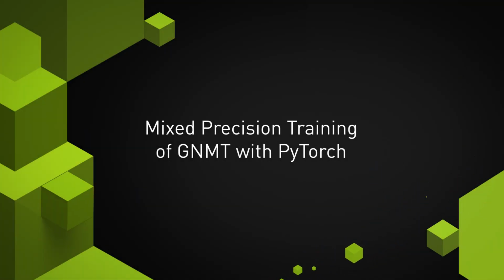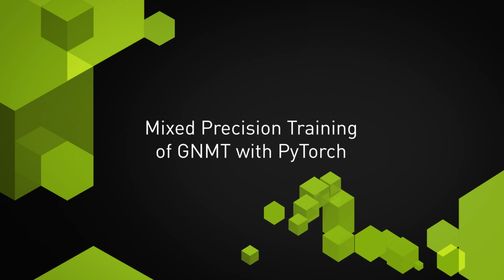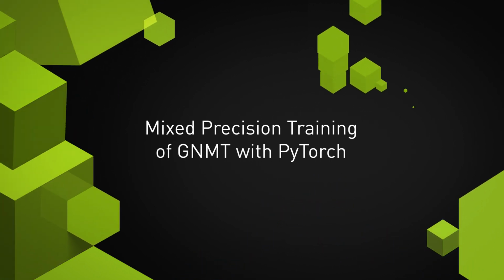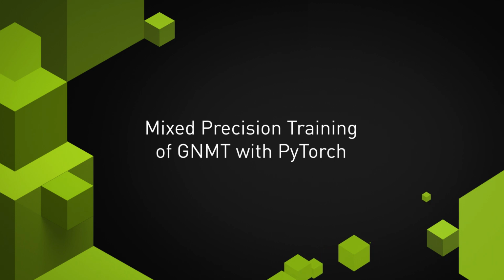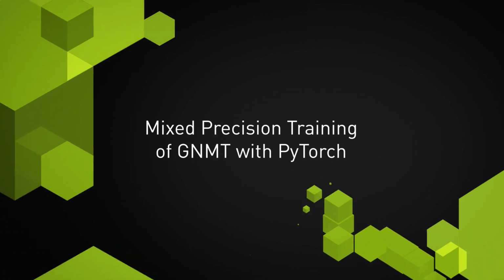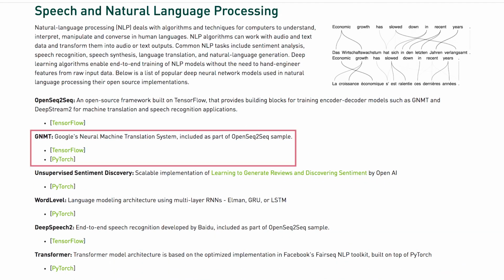In this video, we will train GNMT, Google Neural Machine Translation, commonly used for translation workloads, with mixed precision and PyTorch to reduce training time and memory utilization. We will walk you through the process to accomplish this by casting compute-intensive operations from floating point 32 to floating point 16. GNMT is a popular model in neural machine translation applications. NVIDIA GPUs with tensor cores can accelerate the training of this complex model.